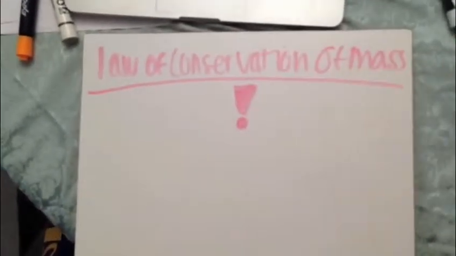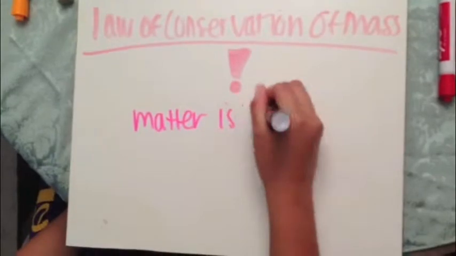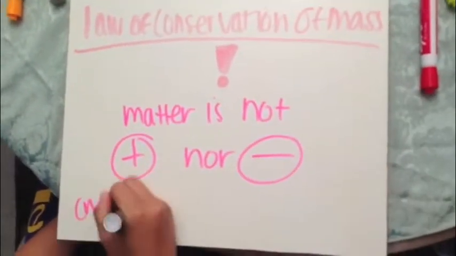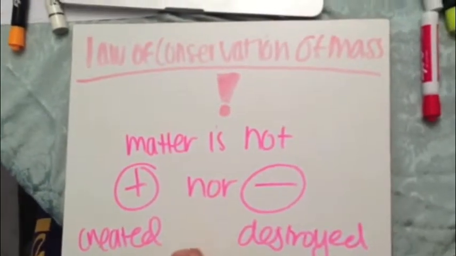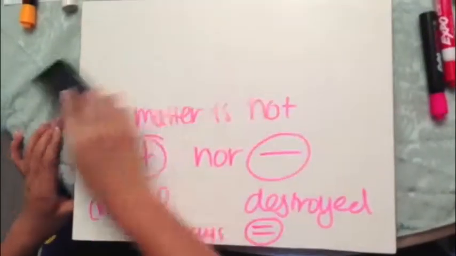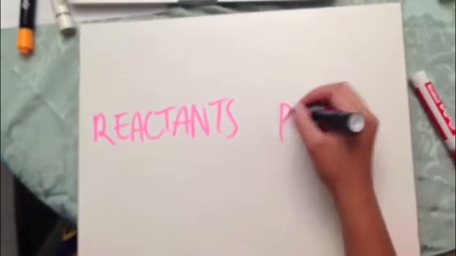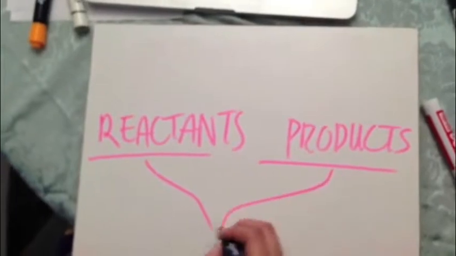The most important thing to know about balancing a chemical equation is the law of conservation of mass. It states that in a chemical reaction, no mass is created nor destroyed. The amount of substance that you begin with in a reaction will equal the amount that you end with. In other words, the reactants must equal the products.